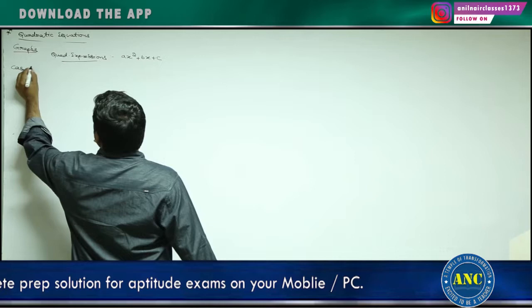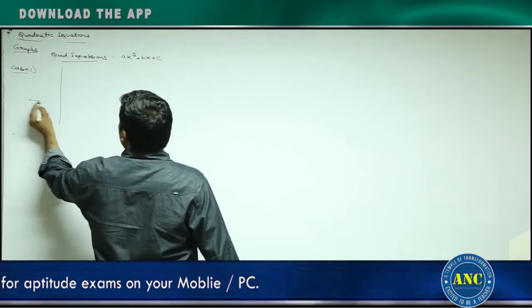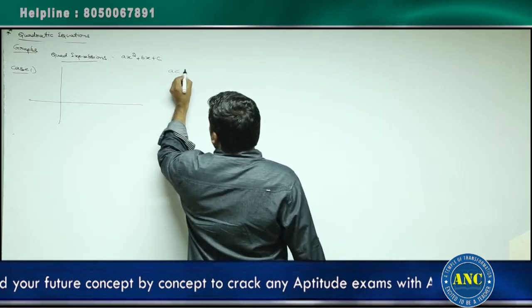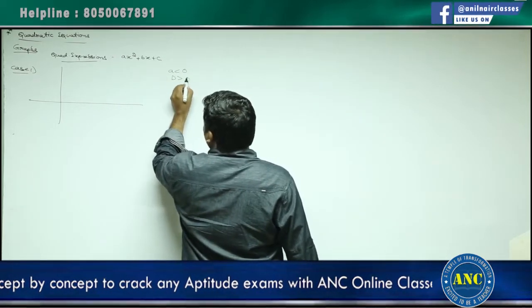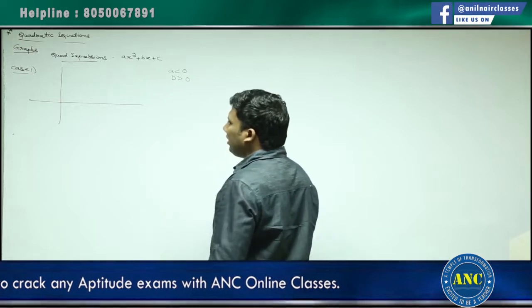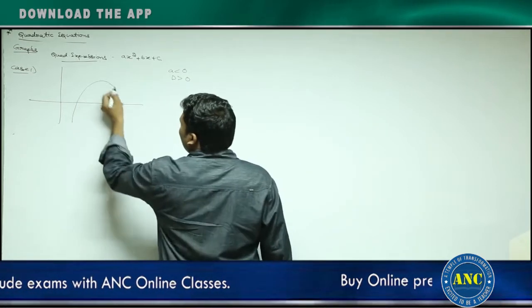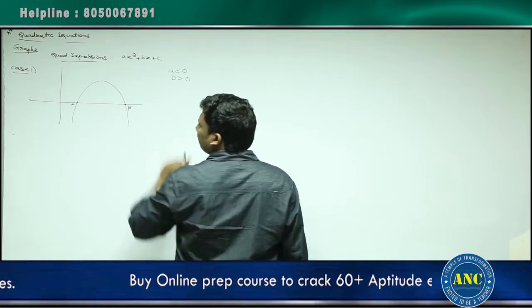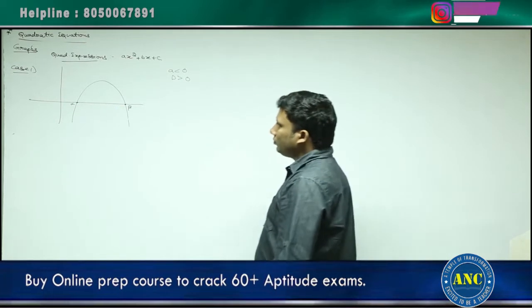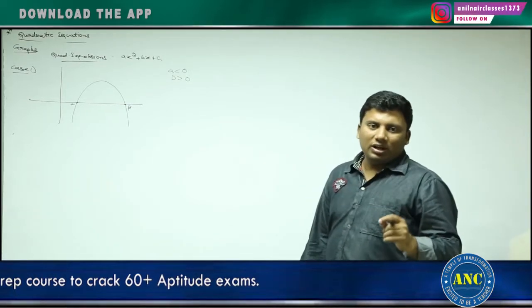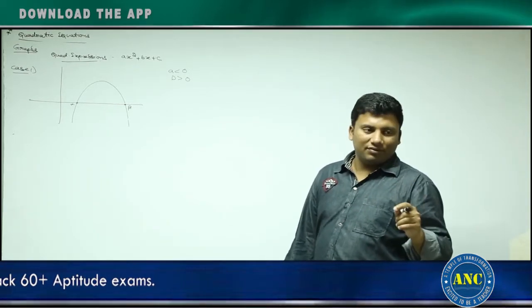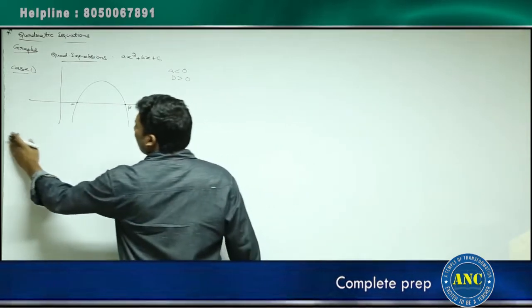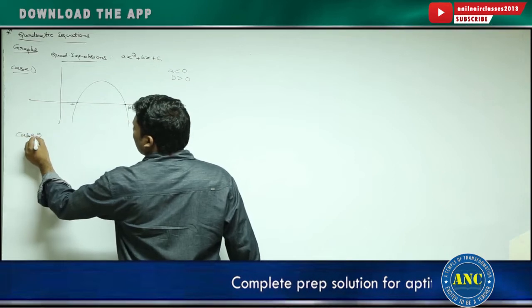Case 1. A is less than 0, D is greater than 0. A less than 0, D greater than 0. The graph will be like this. The roots are alpha and beta. A less than 0 means the graph will be a downward graph. Case 2.